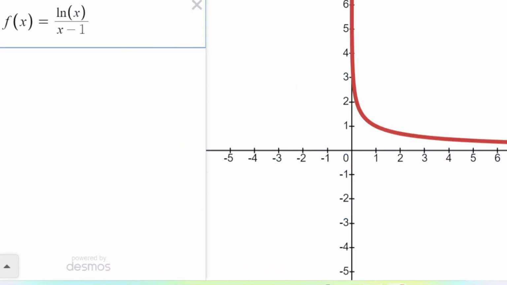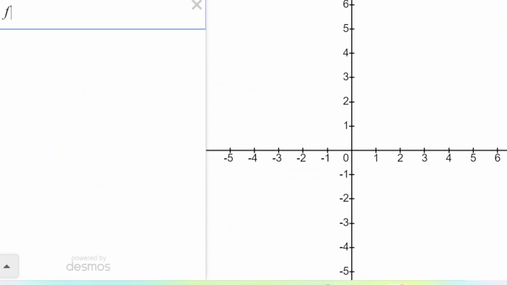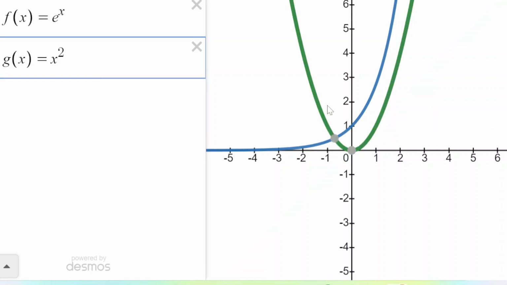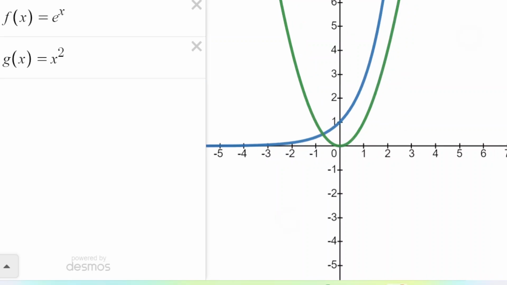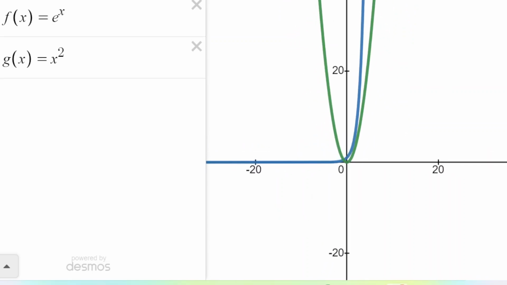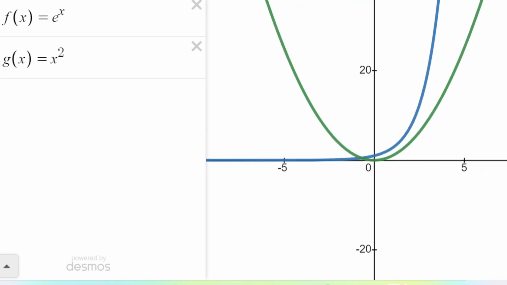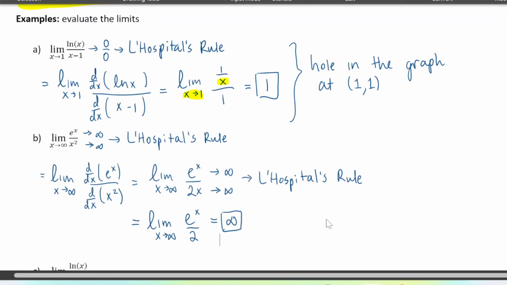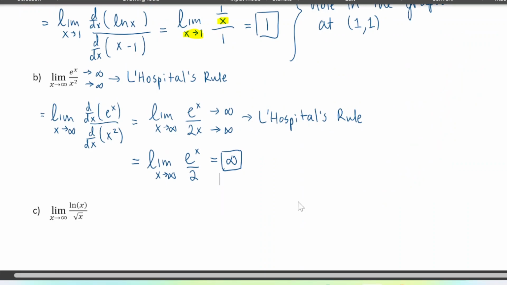So if we just take a second to compare those functions, e to the x and x squared, we can see that as x approaches infinity, and I can zoom out here too, right? We can see that e to the x grows a lot faster than x squared does over time. So because that numerator is growing a lot faster than the denominator, overall my function is going to be growing to infinity.